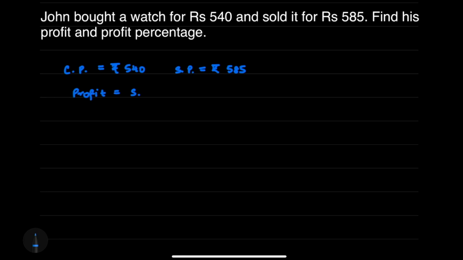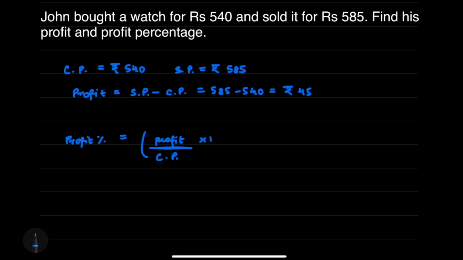So profit is equal to selling price minus cost price, and this gives us 585 minus 540, with the value of profit as 45 rupees. If you want to find the profit percentage, we know that this is profit over cost price. Remember, it's cost price, times 100, and that whole thing would be a percentage. So our profit is 45 rupees, and the cost price is 540 rupees. Multiply it by 100, and we simplify this to get 25 over 3%, or 8 1/3%.